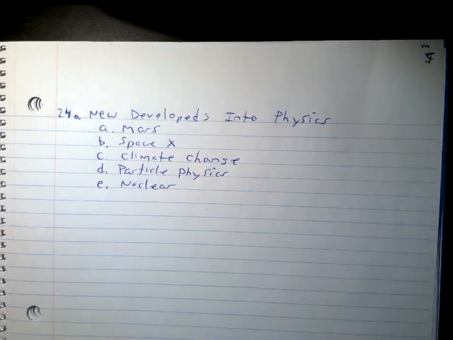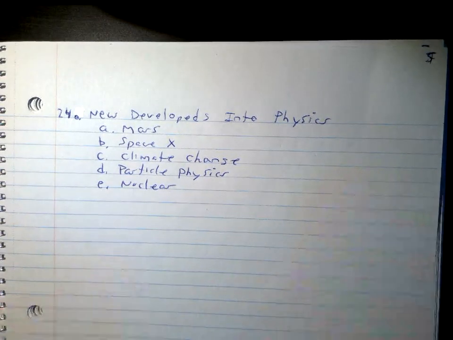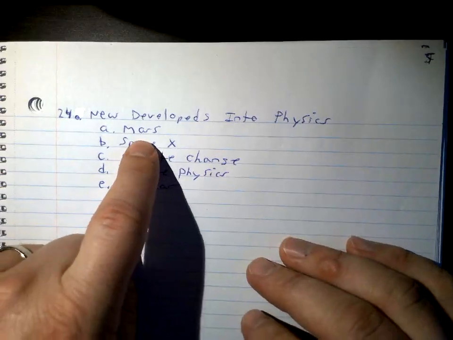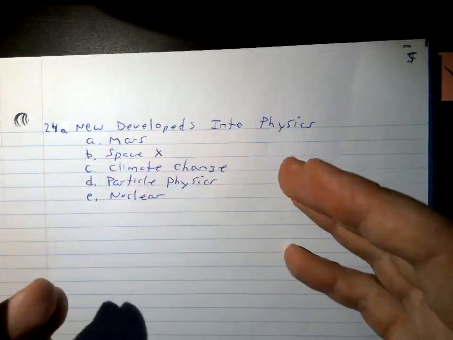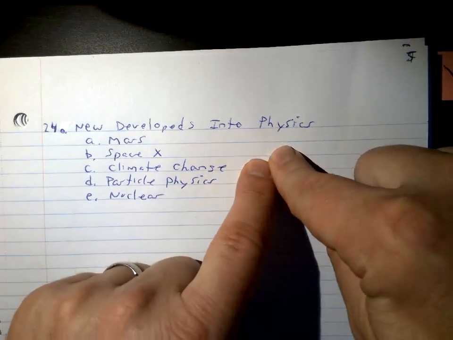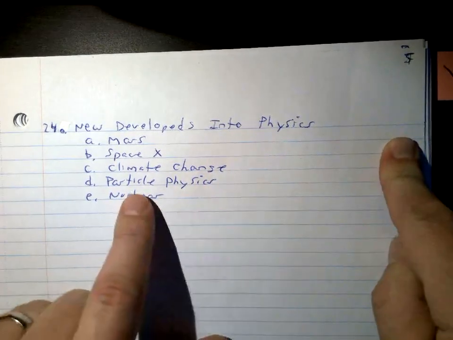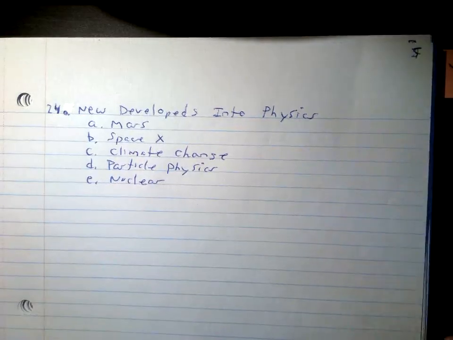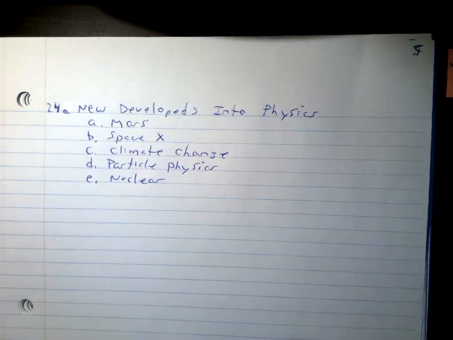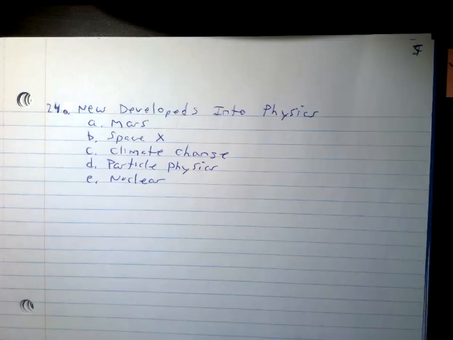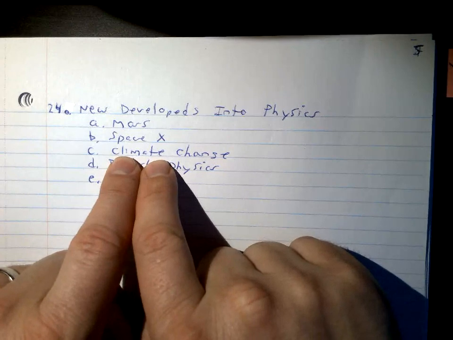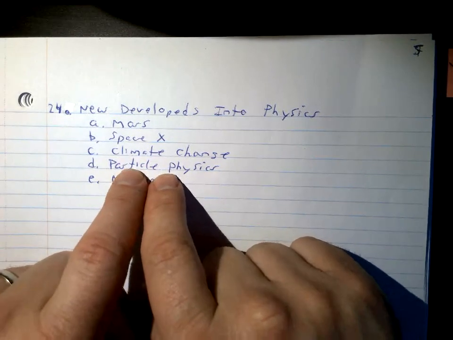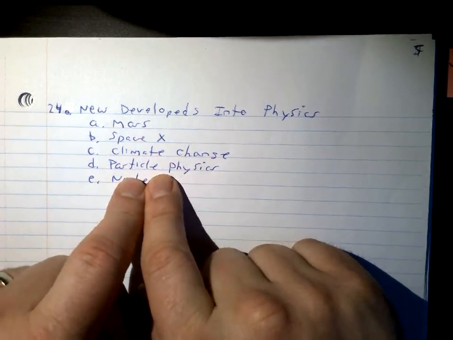That kind of opened up the new developments into physics now. We want to go to Mars. We have SpaceX to help us land people on the moon and go to Mars. We want to study climate change, because climate change is, whether you believe it or not, something's happening with the world. The Earth is getting older, and we don't have another Earth to look at. So we've got to look at some changes.